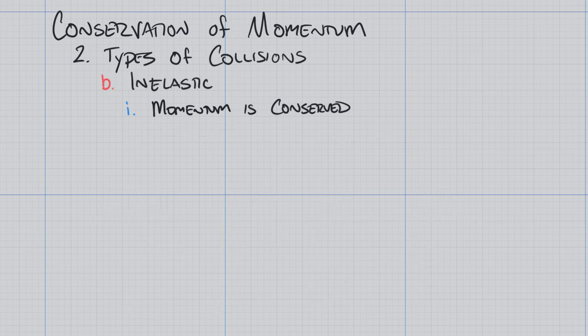The other type of collision is inelastic. In this case, only momentum is going to be conserved. The kinetic energy of the objects will not be conserved. In an inelastic collision, they could bounce apart. They can also stick together.